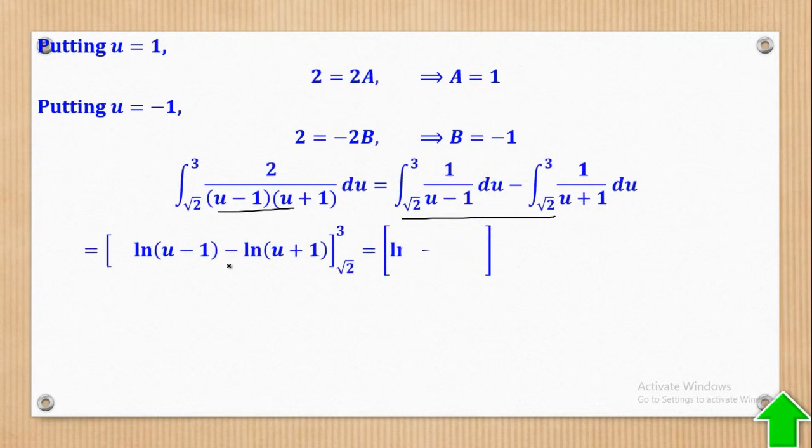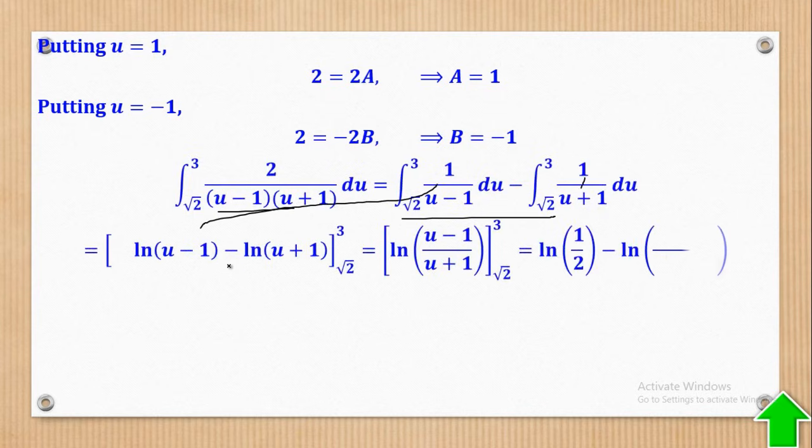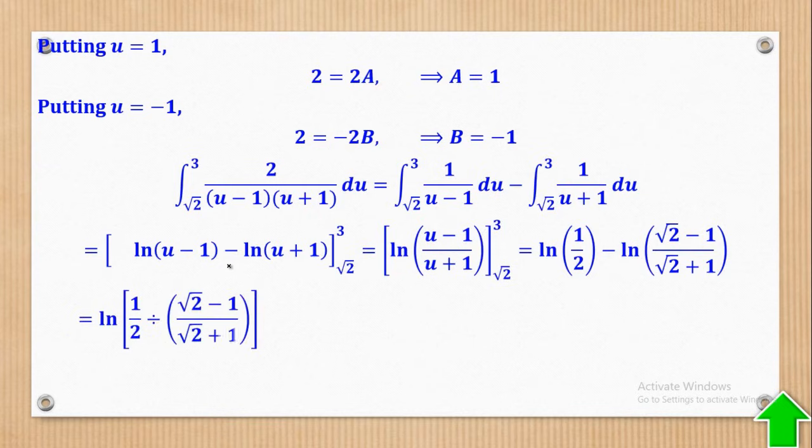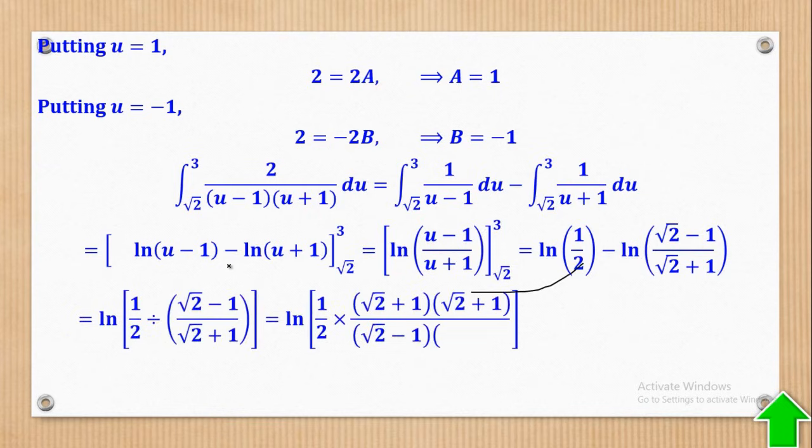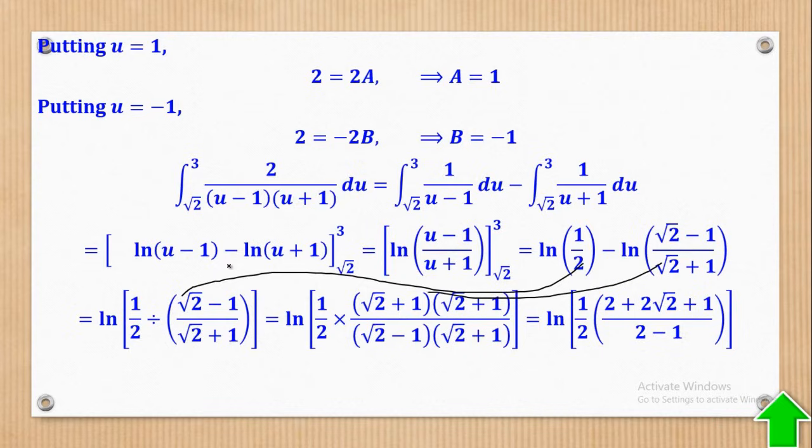So integrating this gives me that, and integrating this gives me that. Combining the two gives me ln in brackets u minus 1 over u plus 1. Then substituting the upper limit first, I'll come up with ln a half. Then the lower limit, I'll come up with that. So ln minus ln is the same as division, so it will be this a half divided by this one. For this division to become a product, you have to get the reciprocal.